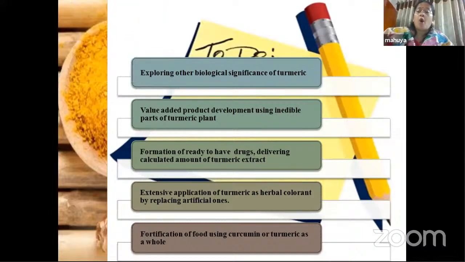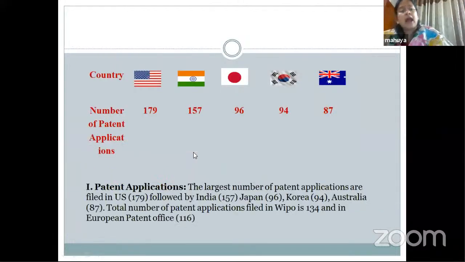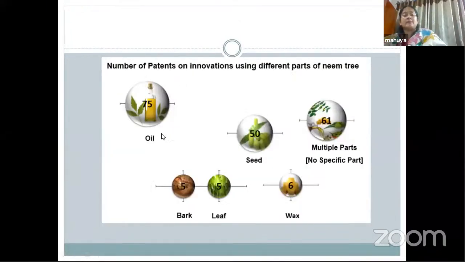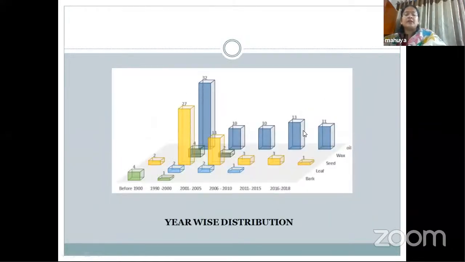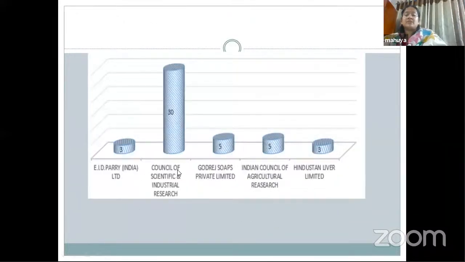Now, worldwide, we have done a patentability assessment on neem. Neem was also patented in the USA. We found that 463 patent applications were filed on neem, and India filed 157 patents. The number of patents granted in India was 75. These are the major areas where most of the research is working. Is there a year-wise distribution? These are the major investors in neem research.